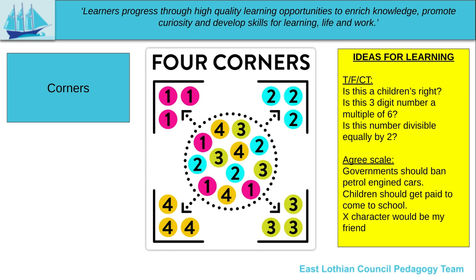On the agreement scale of the strongly agree or the hot, warm, cool and freezing, you could have statements or debate questions. So government should ban petrol-engined cars. Children should get paid to come to school. X character from our class novel would be my friend. And then you get to debate and discuss. If you're using the agreement scale, it's really good to take the children who are in your strongly agree corner and have them meet the people in the strongly disagree corner and discuss what it is about those two things that they think or believe. Sometimes helps perceptions to change.